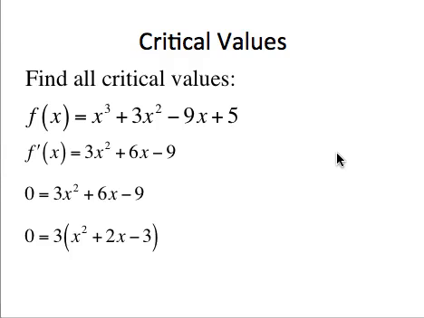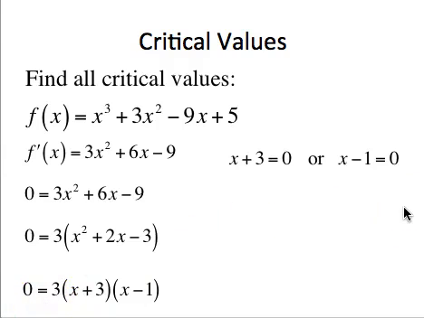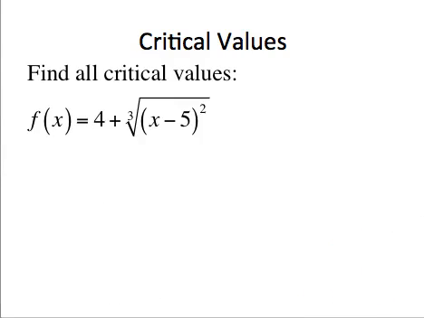Factoring out a 3, we get 0 is 3 times x squared plus 2x minus 3. Factoring that trinomial, we get 0 is 3 times x plus 3 times x minus 1. So setting x plus 3 and x minus 1 equal to 0, we get x is negative 3 or x is 1. So those are the critical values for this function. Critical values, places where the first derivative is 0, which happened in this case, or where the first derivative does not exist. Let's look at another function.